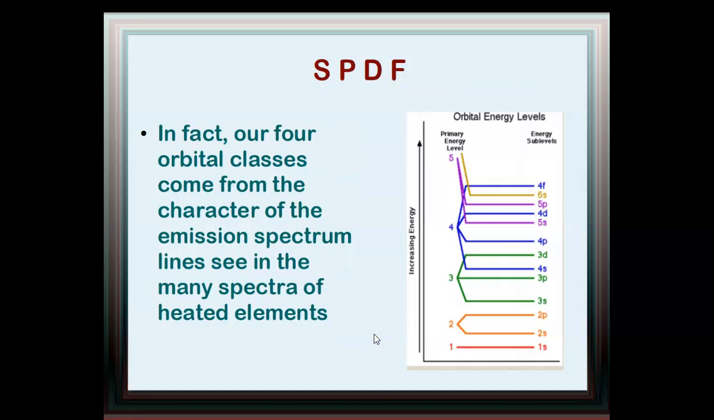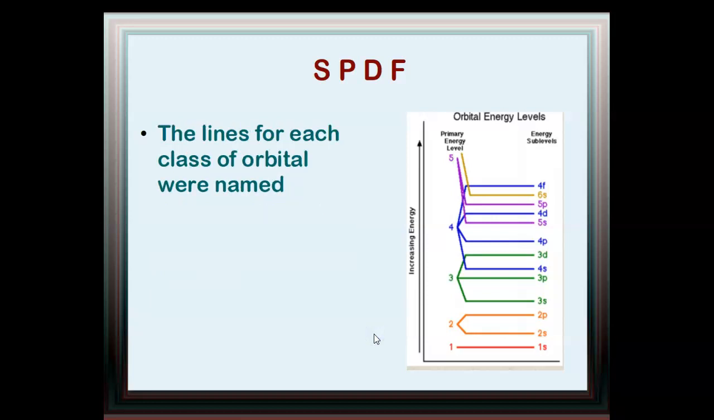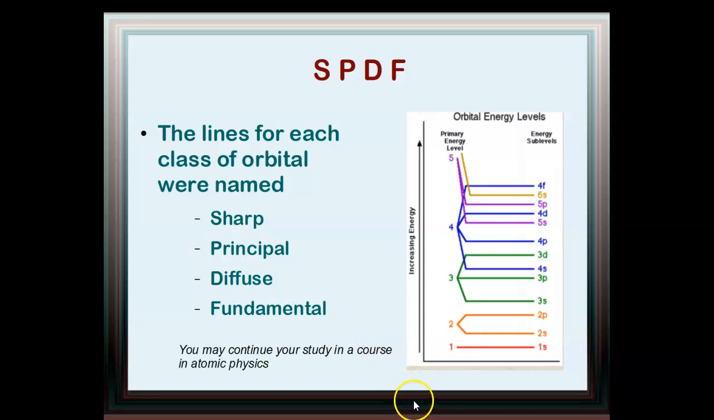In fact, our 4 orbital classes, s, p, d, f, come from the character of the emission spectra, the lines that we see in many spectra of heated elements beyond hydrogen. And the lines for each class of orbital were named sharp, s, principal, p, diffuse, d, and fundamental, f. We're not going to get into that in this very short video. You can continue your study in a course in atomic physics.